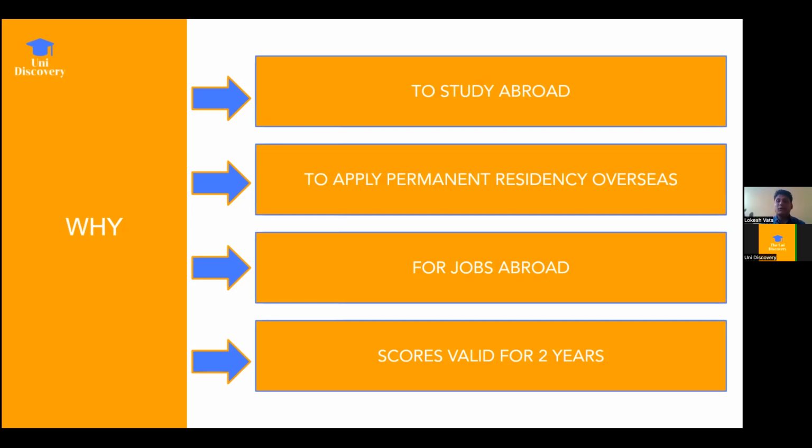Now, the positive point about the IELTS examination is that once you're done with your examination, from the date you gave it, the result is valid for exactly 2 years. You have enough time to proceed with your paperwork for your study visa, your permanent residency visa, or even your job application abroad. And the last point has been a positive: it gives you enough cushion, enough time to make the paperwork possible.